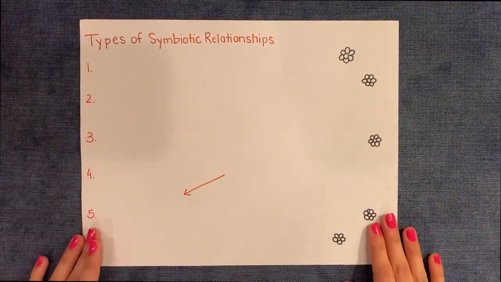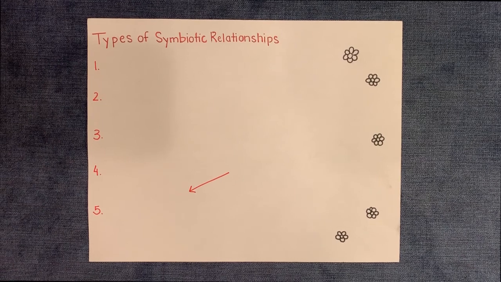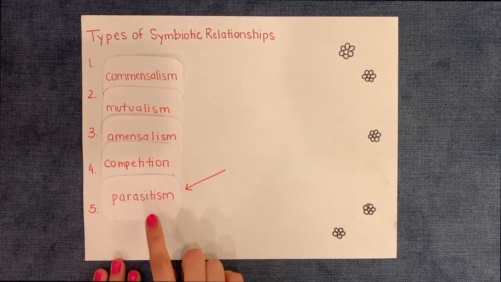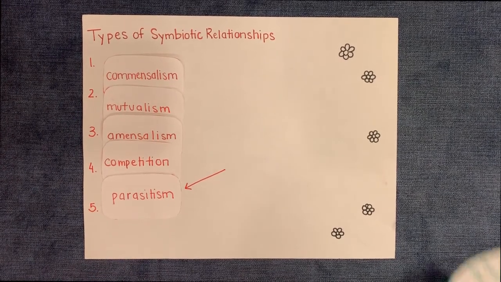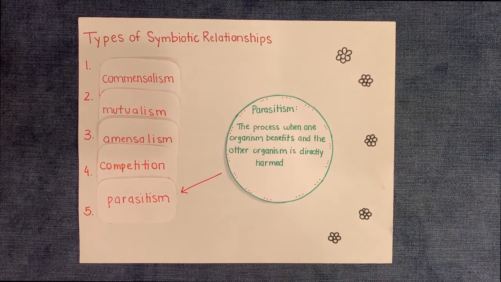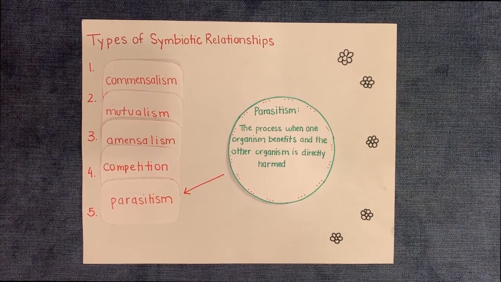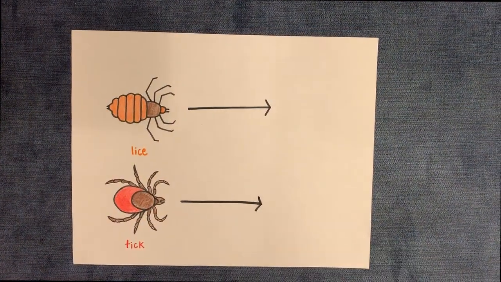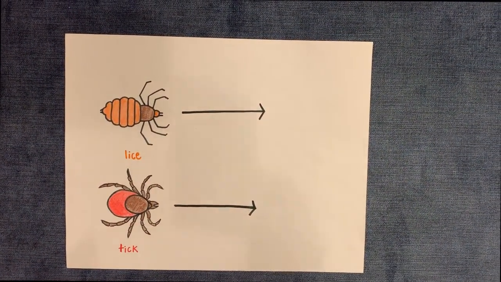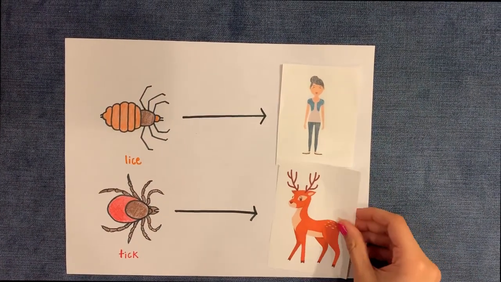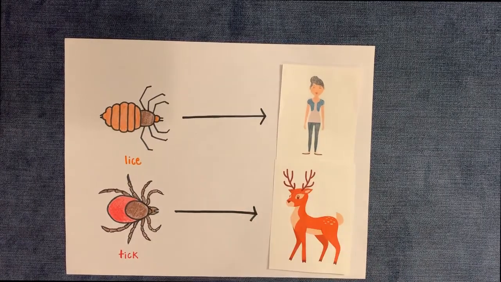While there are many types of symbiotic relationships such as commensalism, mutualism, amensalism, and competition, we will be focusing specifically on parasitism. Parasitism can be described as the process when one organism benefits and the other organism is directly harmed. This can be seen in the relationship between lice and humans, as well as ticks and deer, and many other organisms.